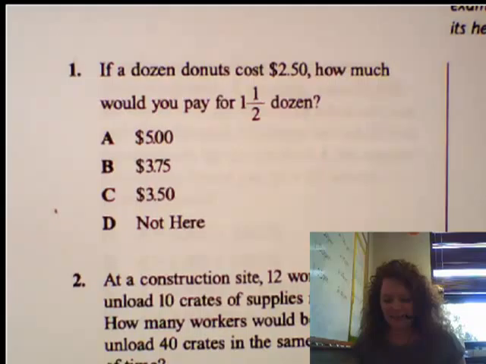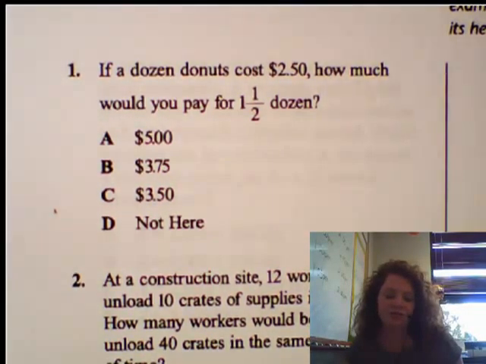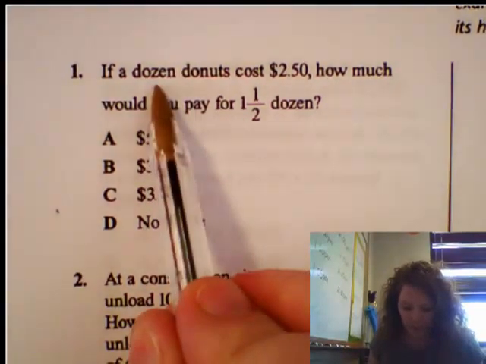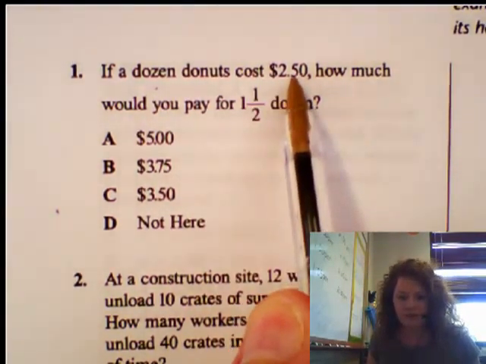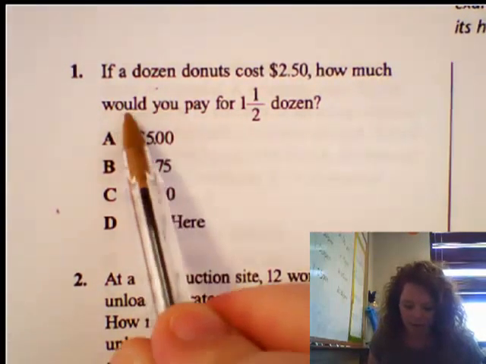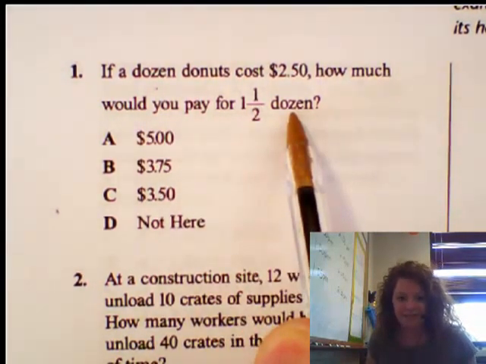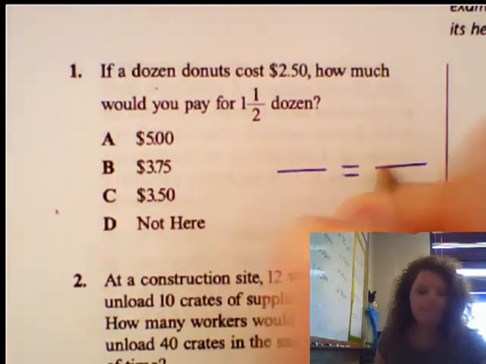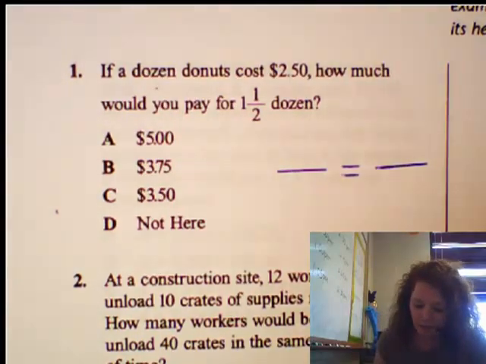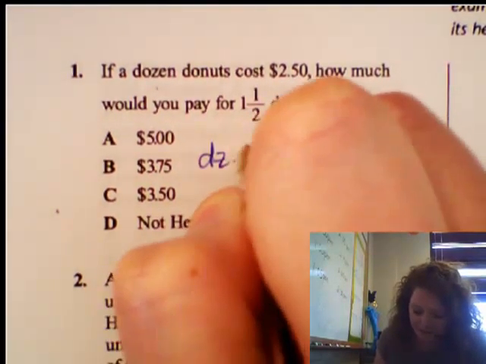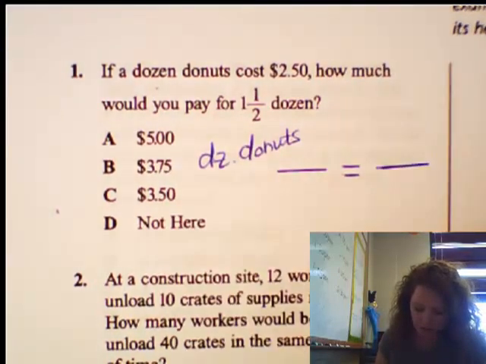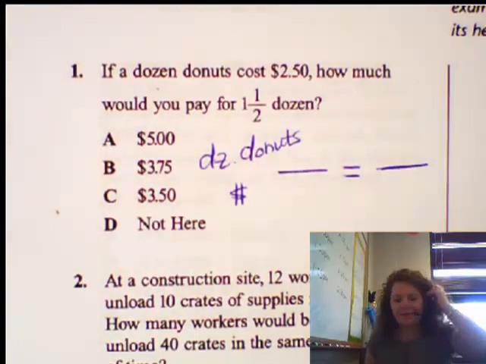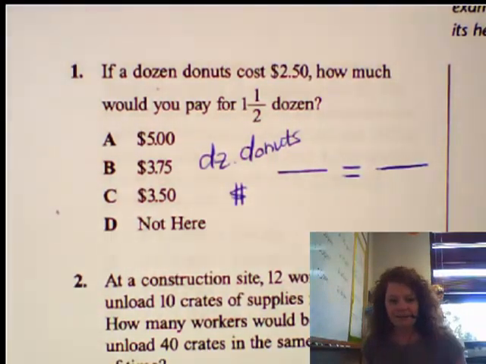The good news is we get to use our favorite math tool to solve a bunch of these, proportions. So let's look at number 1. If a dozen donuts cost $2.50, how much would you pay for 1.5 dozen? Okay, let's set up a proportion. Think about what we're comparing here. We're comparing dozens of donuts to their cost, or to how much money. Okay, so now that we've got the frame set up, let's fill it in.